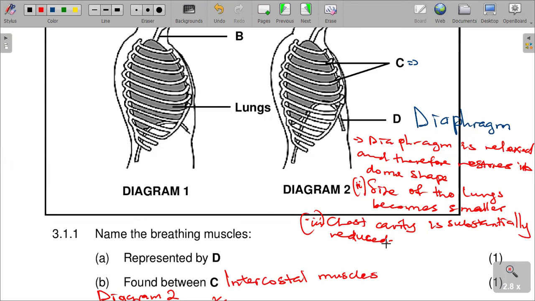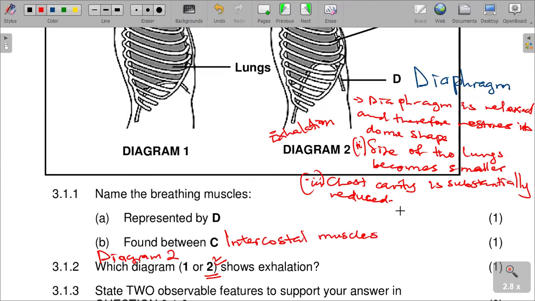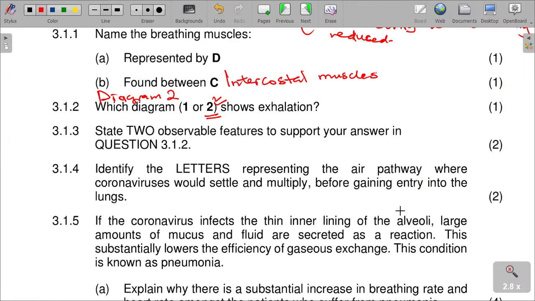So that is why we are saying diagram 2 is showing exhalation. Exhalation is taking place on diagram 2 because of those fundamental observable points that I'm giving. So, next question.